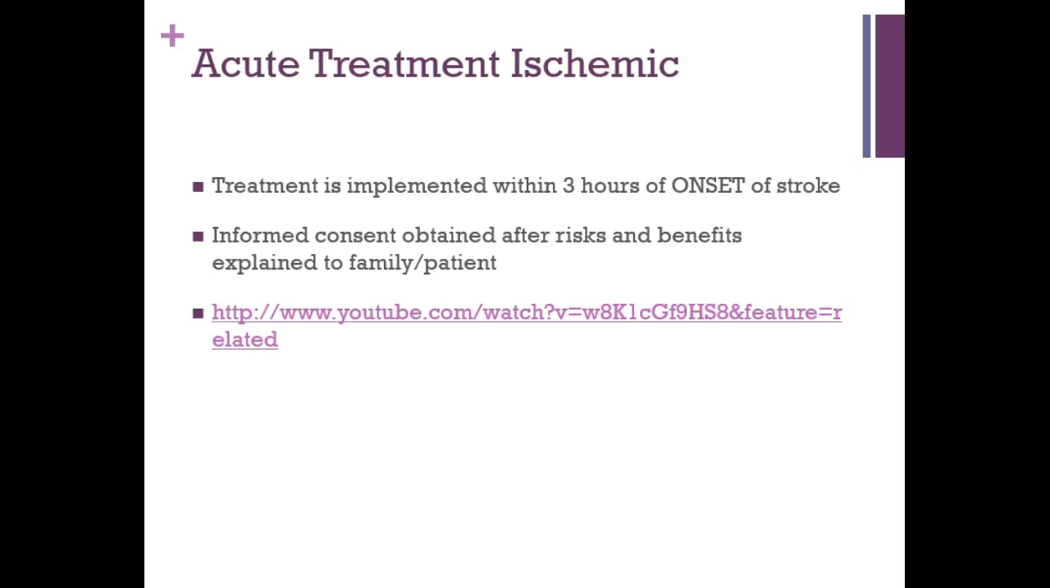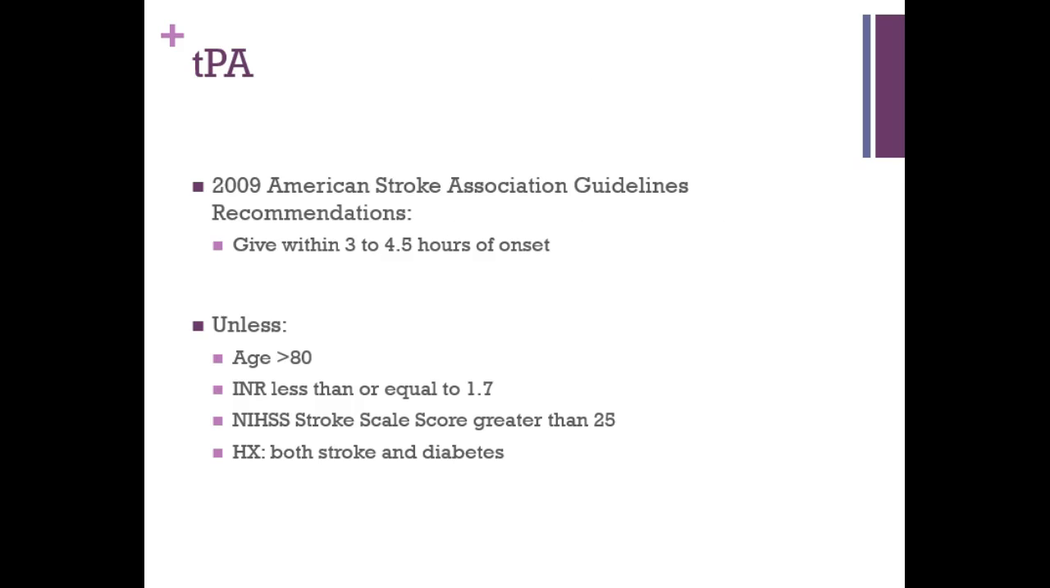Acute treatment for ischemic stroke is implemented within 3 hours of onset of stroke. Very importantly, informed consent must be obtained after risks and benefits are explained. So there's a list that we provide to the patient for the risks and benefits, and then we get an informed consent. So here's TPA, what I spoke of.